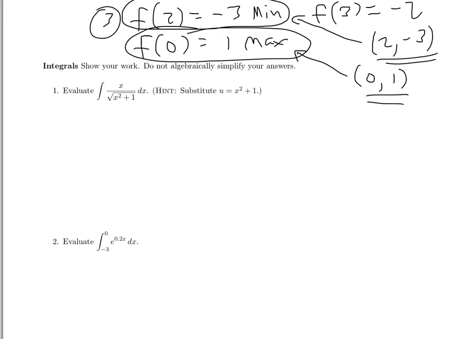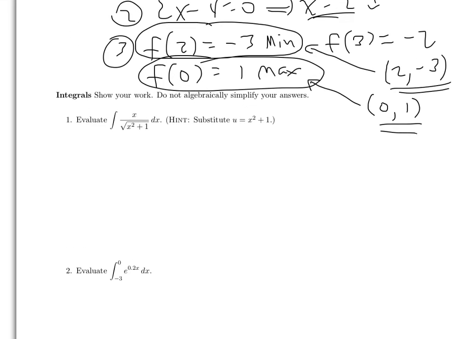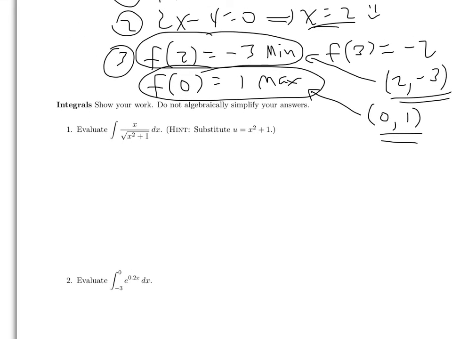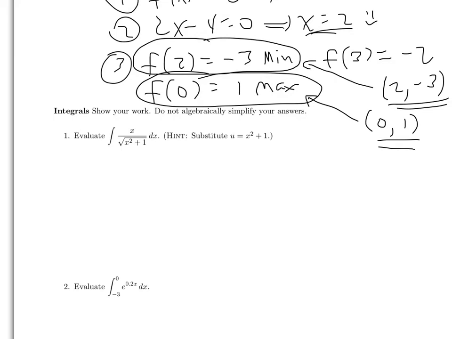Finally, we're down to the last 3 problems, which are all integration problems. The first one is a substitution, so let's do that. Remember, we're going to trade in the x squared plus 1 and use u instead. That's clearly going to make our integral look a little nicer.